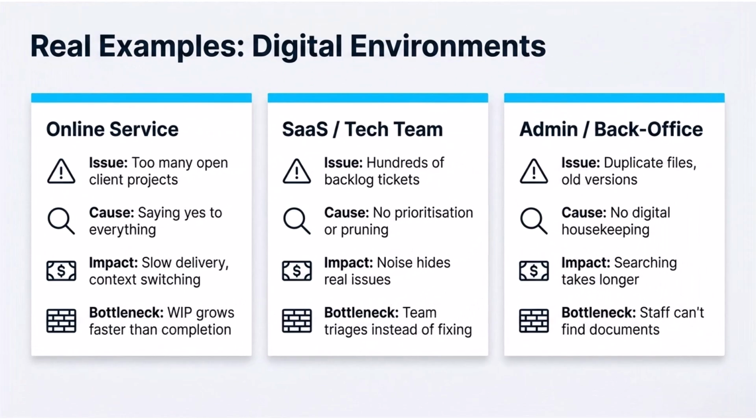So let's talk about a digital environment and 3 examples of that. One is online service, next is a SaaS or a tech team, and then we have an admin or back office. So for an online service, an issue could be too many open client projects. A cause could be saying yes to everything rather than having any kind of number or restriction on how many projects you can do at the same time. The impact is slow delivery, and a lot of switching between projects and context, causing issues. And then the bottleneck, because you've lost control of the amount of projects you can do concurrently, is your work in progress will slowly grow and things won't be getting completed in a timely manner.